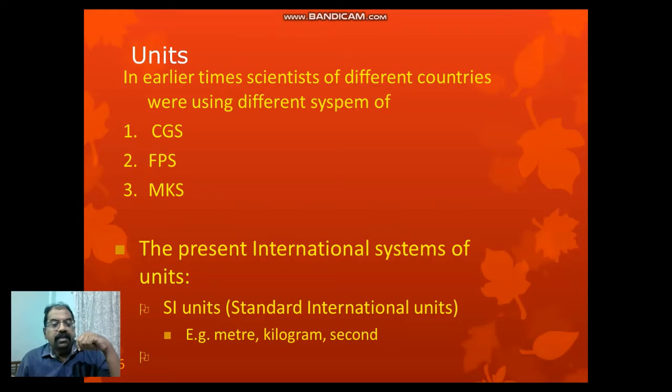Now presently, the present international system of units, they are trying to use this one. Which one? MK system. It is known as standard international system of units, and here meter, kilogram and second they are taking. That is MK system they are using.